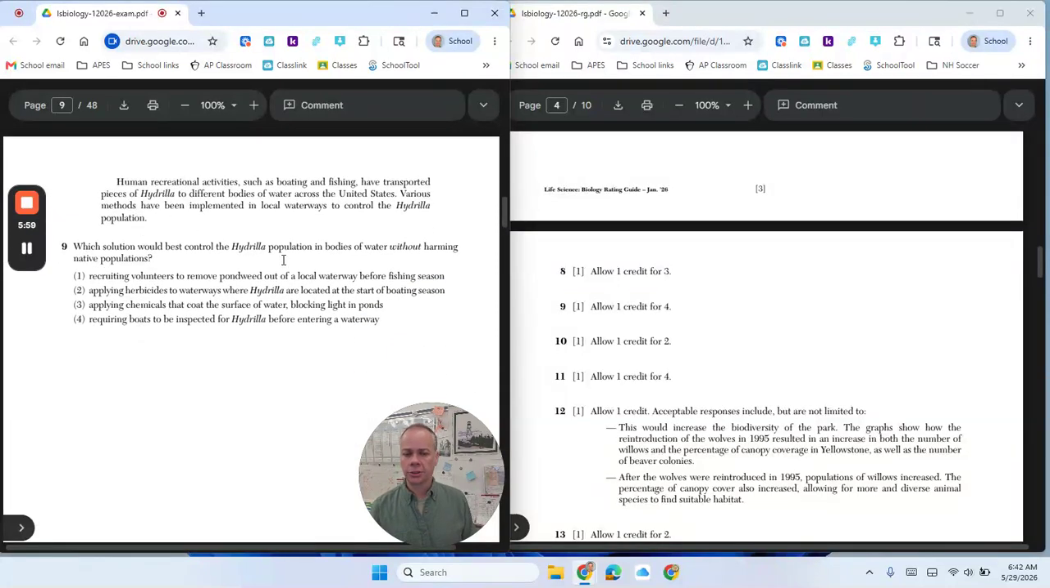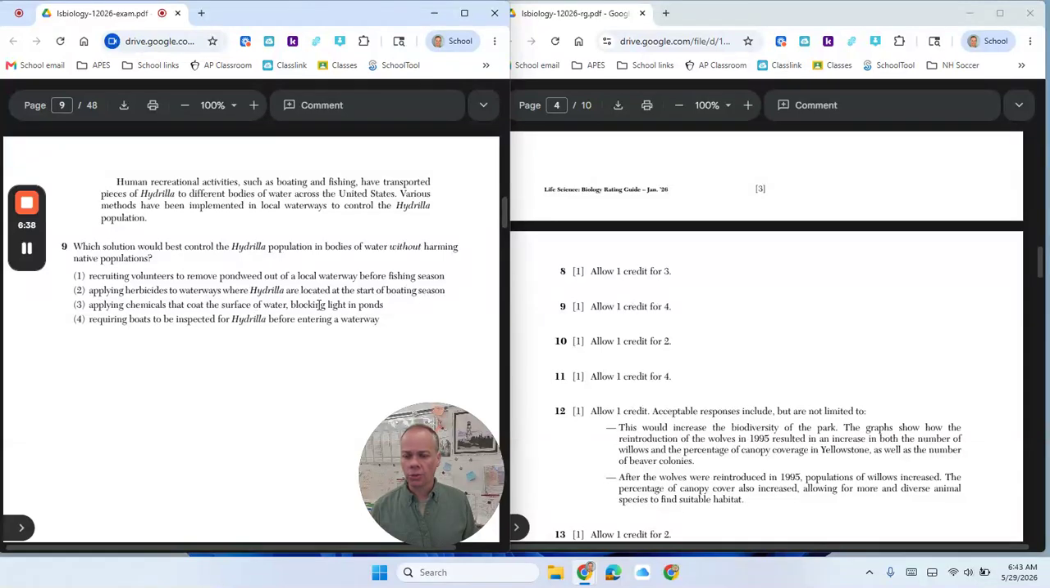And then finally, the last question in the cluster: human recreational activities such as boating, fishing. You want to read over this introduction. Which solution would best control hydrilla populations in bodies of water without harming native populations? If you again look at the choices, use process elimination. Recruiting volunteers to remove pondweed: pondweed's not what we're trying to get rid of. We're trying to get rid of hydrilla, so that makes that incorrect. Apply herbicides. These are chemicals that kill plants that might kill the hydrilla, but also would harm other populations in this body of water. So that's not correct.